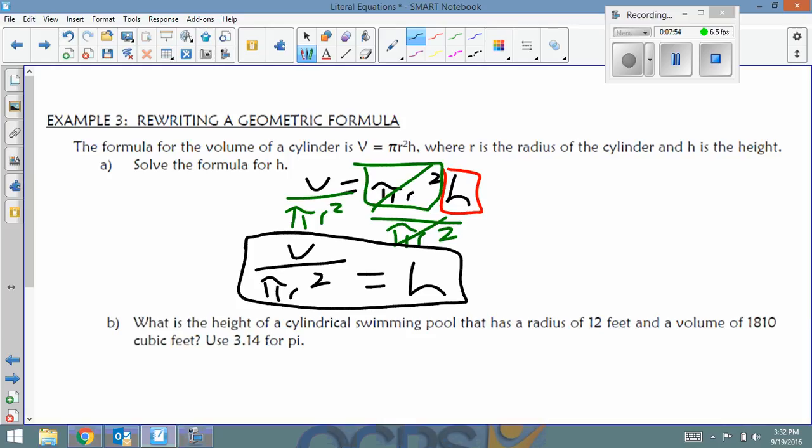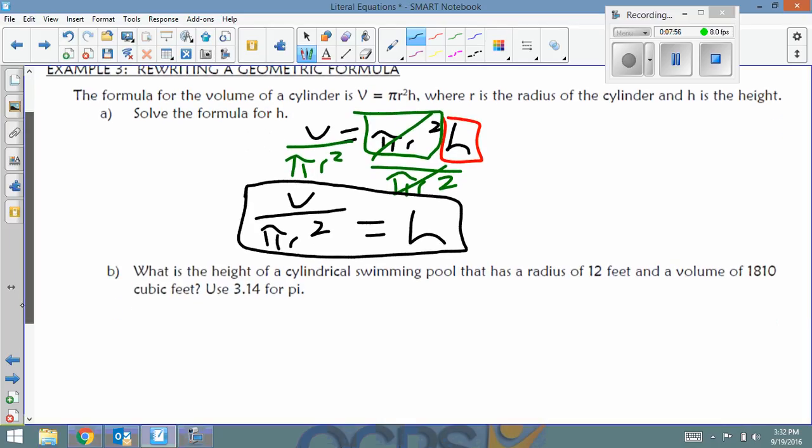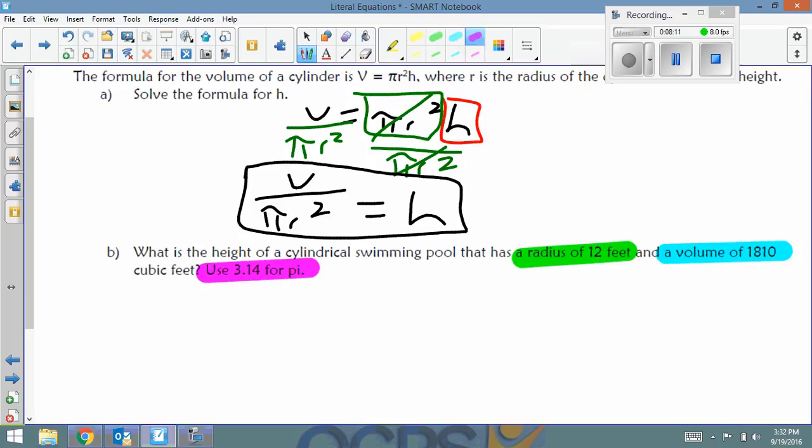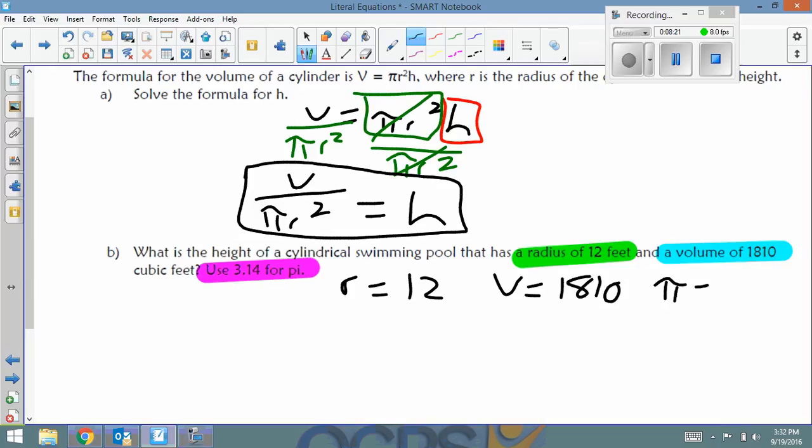We are done. Then it asks us, what is the height of this cylindrical swimming pool that has a radius of 12 feet and a volume of 1850? So we know it has a radius of 12. We know it has a volume of 1850. And then they tell us to use 3.14 for pi. So we know r is 12, V is 1850, and pi equals 3.14. We use the formula that we solved for, because we're solving for h. V over pi r squared equals h.